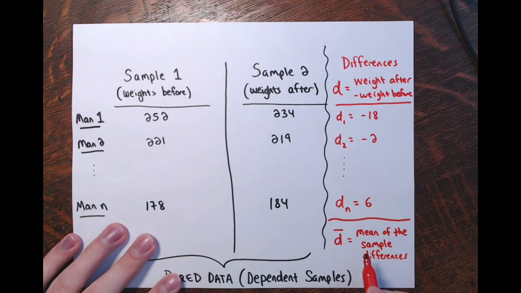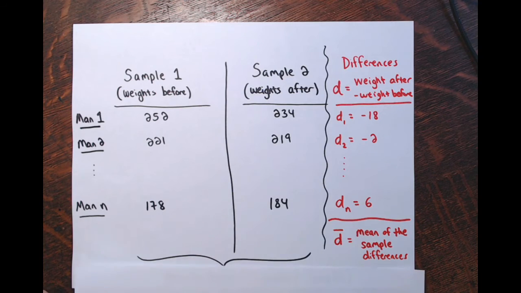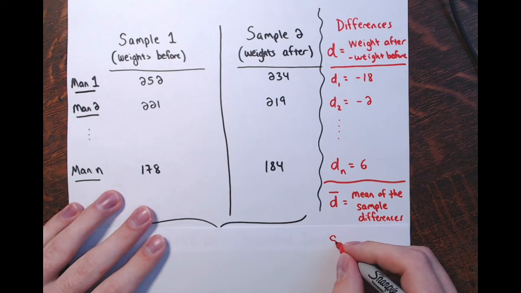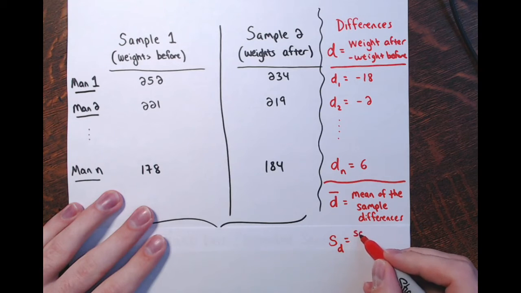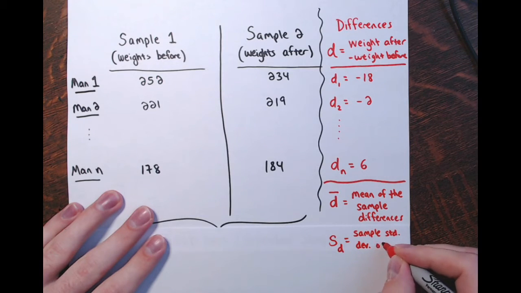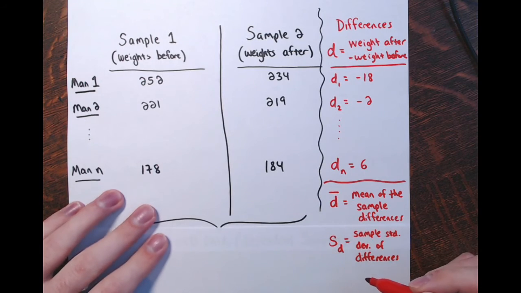All right, and not only are we going to find the mean of all these sample differences, but you're also going to have to find the standard deviation of these sample differences, which will be called S sub D, right? The standard deviation of the sample differences. So this is the sample standard deviation of the differences between those paired values of data. All right, you're going to be finding those things.